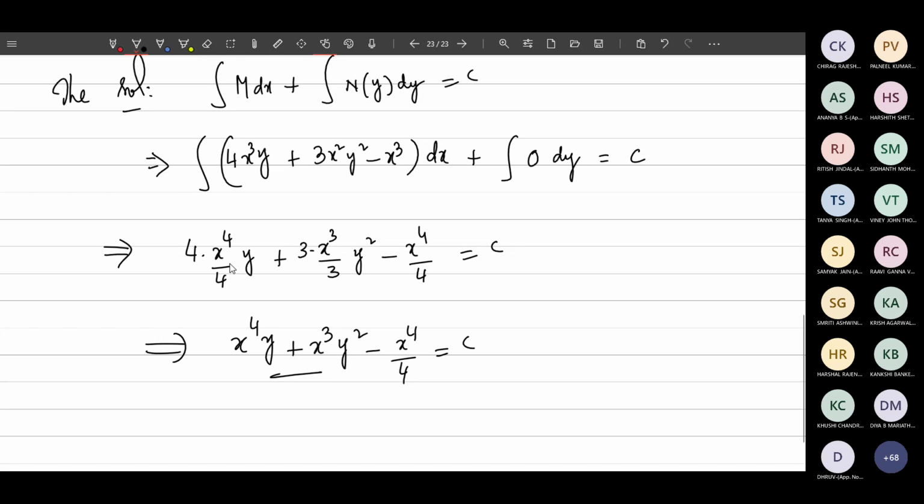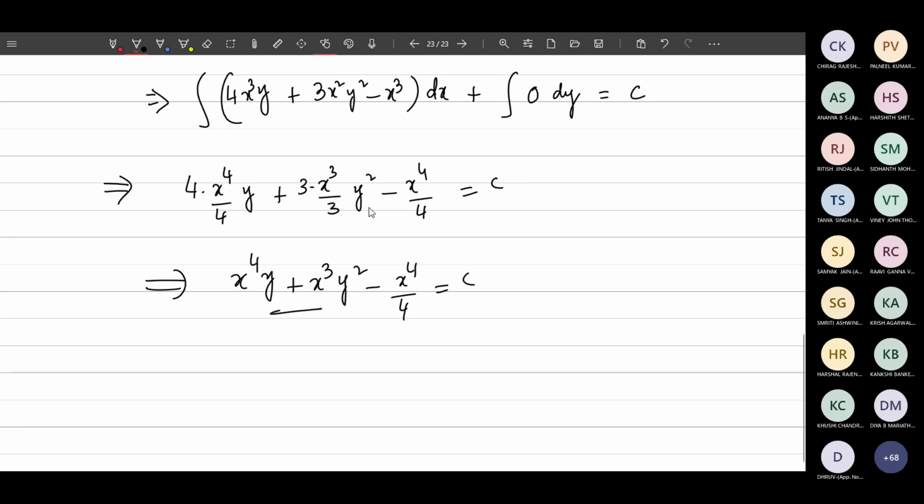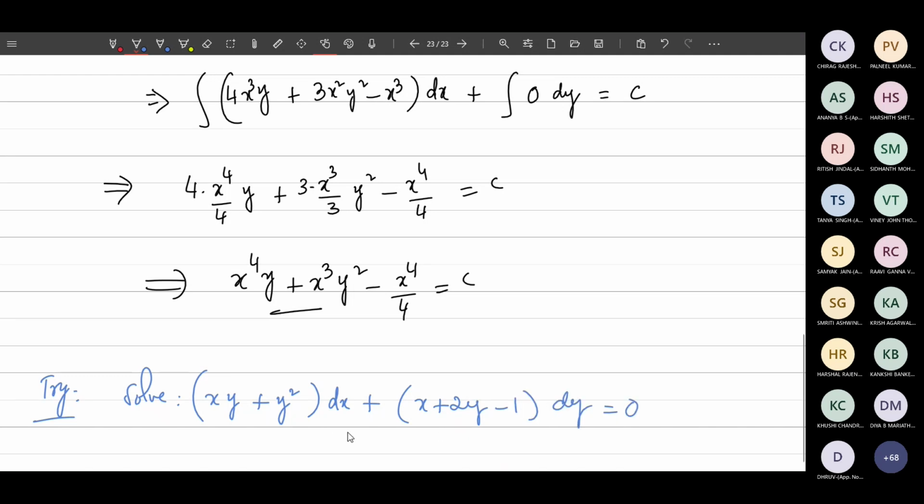I'll give one question, you can try. Solve the equation xy plus y square dx plus x plus 2y minus 1 dy equal to 0. Try this. If you are not getting, then I can explain you again.